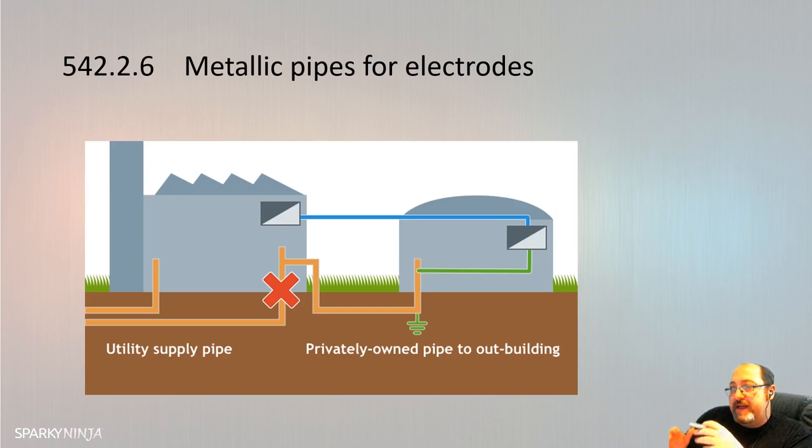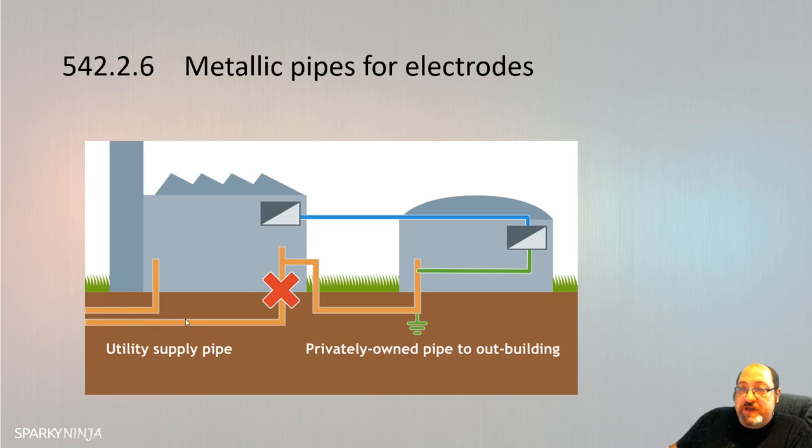The key thing is, is the water pipe a utility pipe? Here's a little illustration of this. So here we have an industry with another building. There's mains power. We've got a sub-main here. And we have our extraneous conductive parts coming into the building. And this is obviously the utility supply pipe, which cannot be used as an earth electrode. And so a separate earth electrode would have to be used.